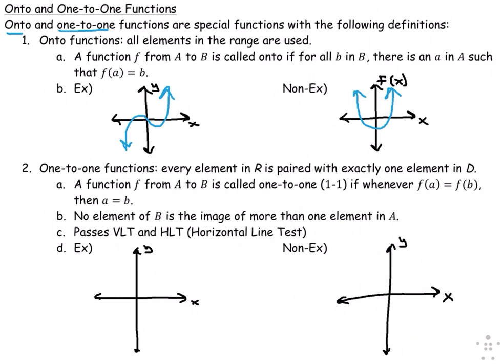And the analogy I like to use here is that no guy asked more than one girl to the prom. Because that would be an issue if one guy asked two different girls to the prom. So let's look at a couple visuals. On the left, we could see that this exponential decay function passes the vertical line test as well as the horizontal line test. That's another way to assess if you have a one-to-one function.